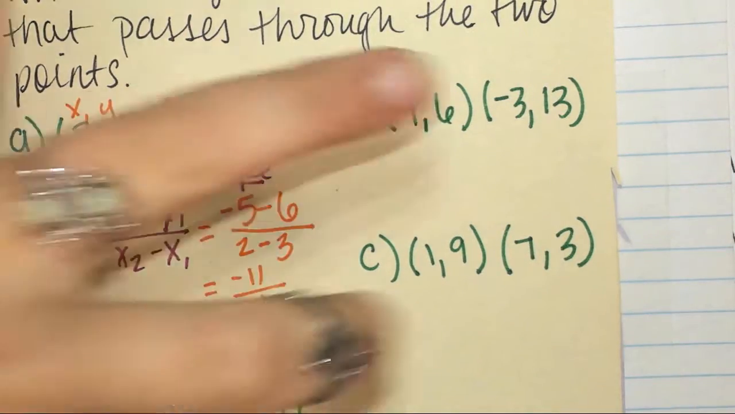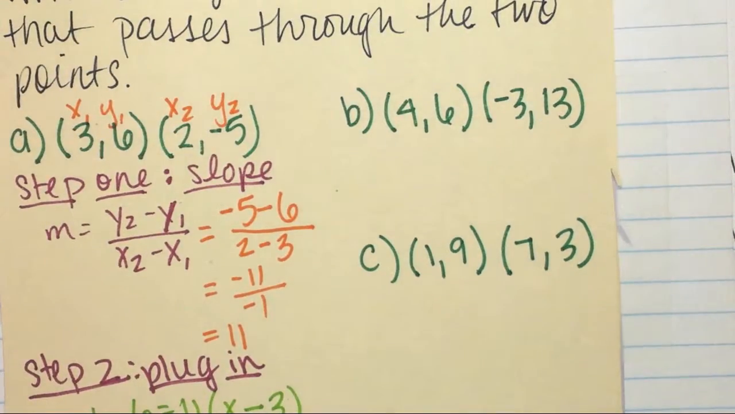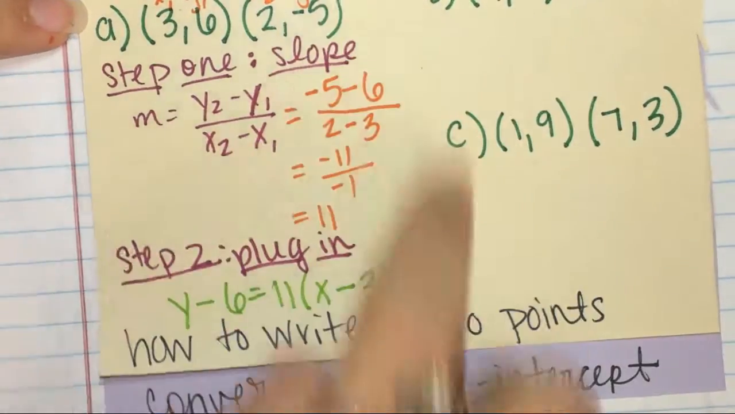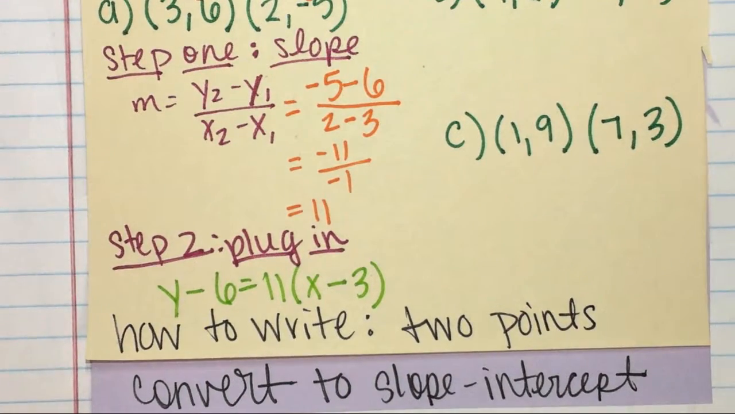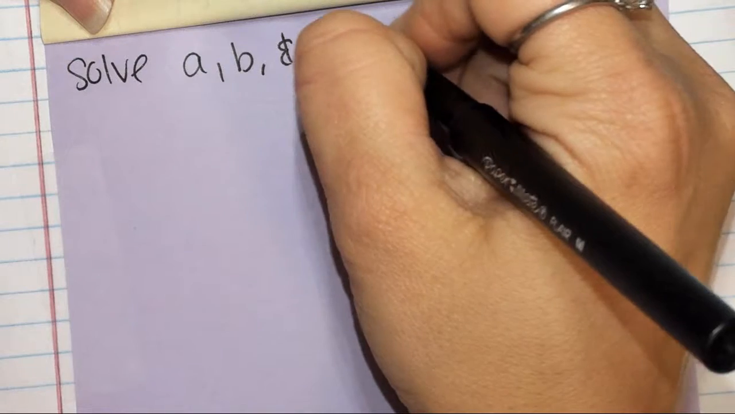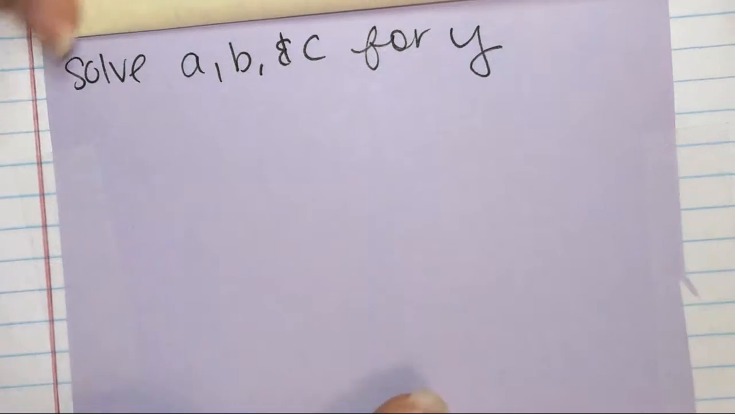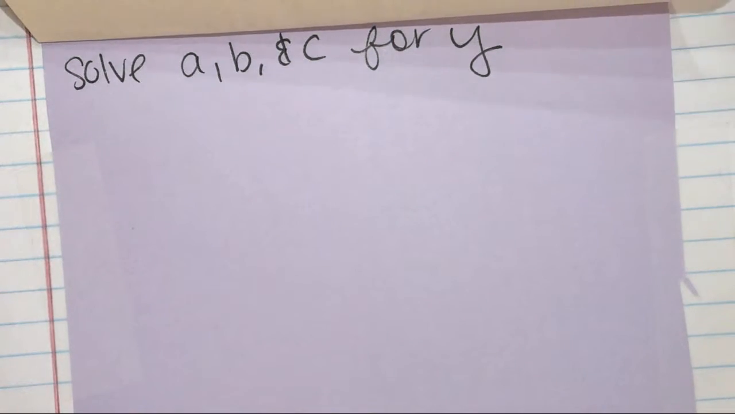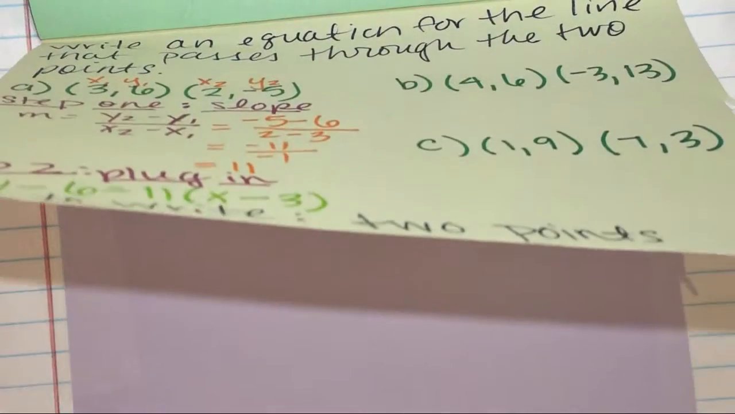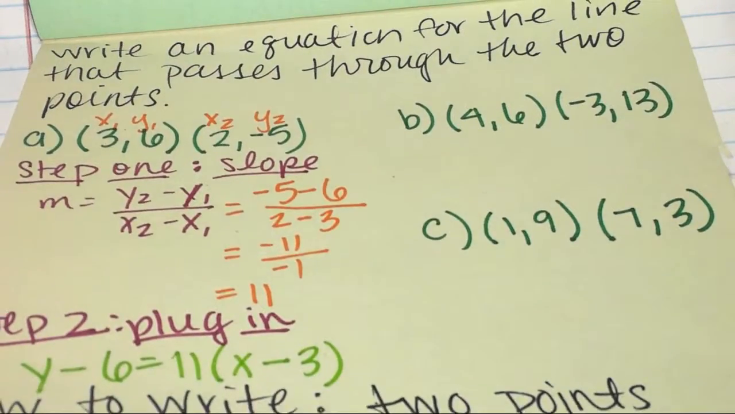Now, I want you to work these 2 out for homework, and then I want you to take the 3 of these and convert them into slope-intercept form. So you're solving for y. Let's go ahead and make a note on convert to slope-intercept form that says solve A, B, and C for y, so that we know what we're doing for our homework. Okay? Tomorrow we'll practice some more. You'll get your study guide, test on Monday.